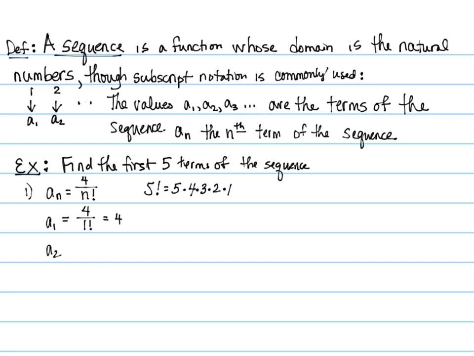A sub 2. Well, it'd be 4 over 2 factorial. But what is 2 factorial? It's just 2. So 4 over 2 would be 2. How about a sub 3? What would it look like when I write it in this first form? 4 over 3 factorial. What is 3 factorial? It's 6, and then I would have 4 over 6 that would reduce to 2/3. Yeah, exactly. How about a sub 4?